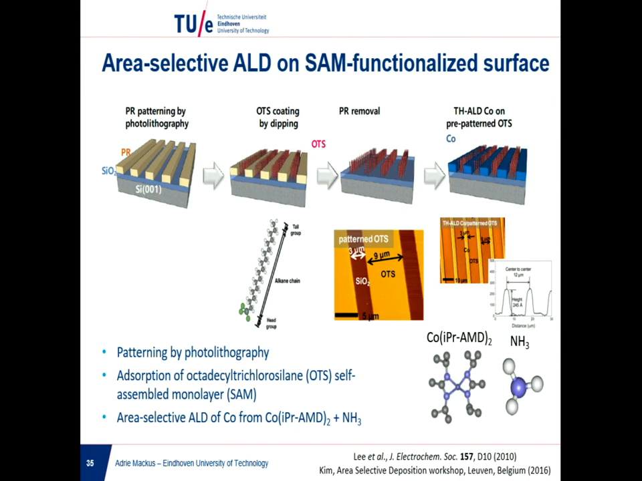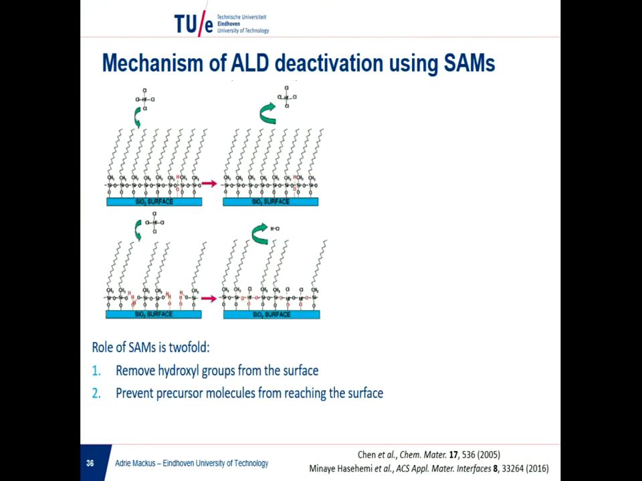Here you can see some of the results. This is just after functionalization of the surface, and this is after ALD. You can see that only cobalt is present at specific regions. Okay, let's discuss a little bit more how this works. How do these self-assembled monolayers make sure that you don't get deposition? What is the mechanism of that?